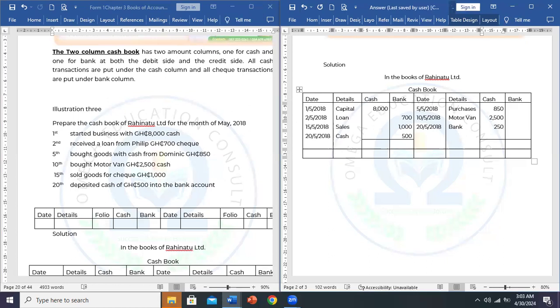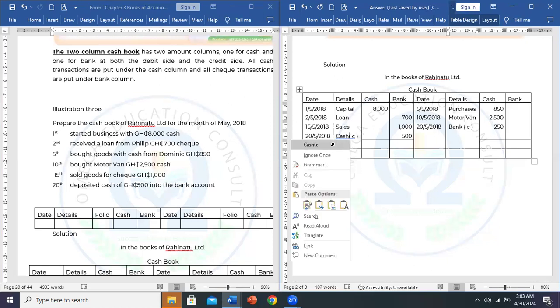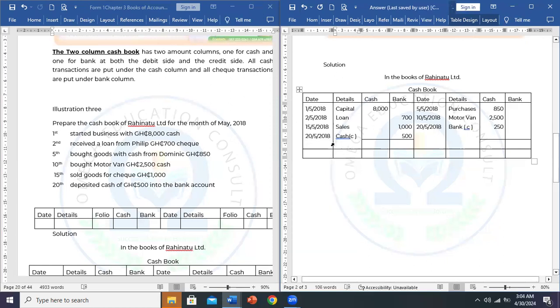Now, to make it unique, this is what we do to show a contra entry. We introduce a bracket and put a C in it like this, to show that there has been a contra. Yes, there is a contra between the bank and the cash. In the course of preparing cash books, you'll come across some of these contra transactions, and one of them is when you deposit cash into bank.